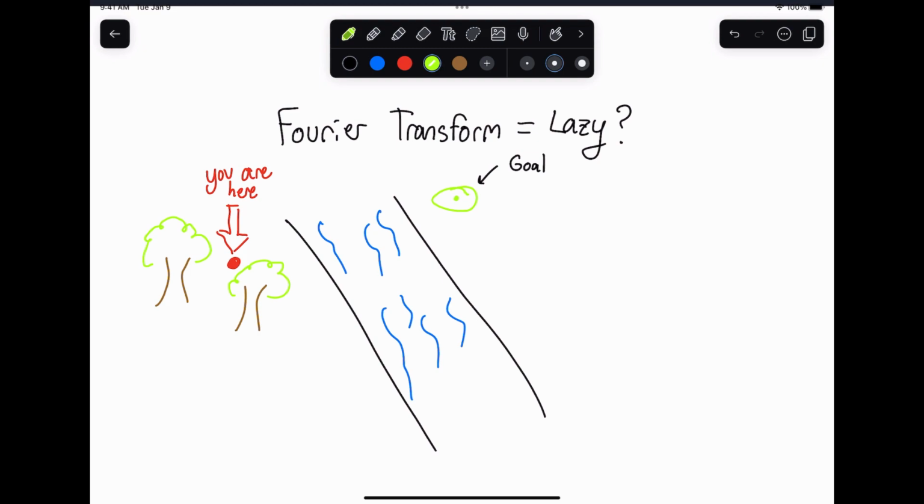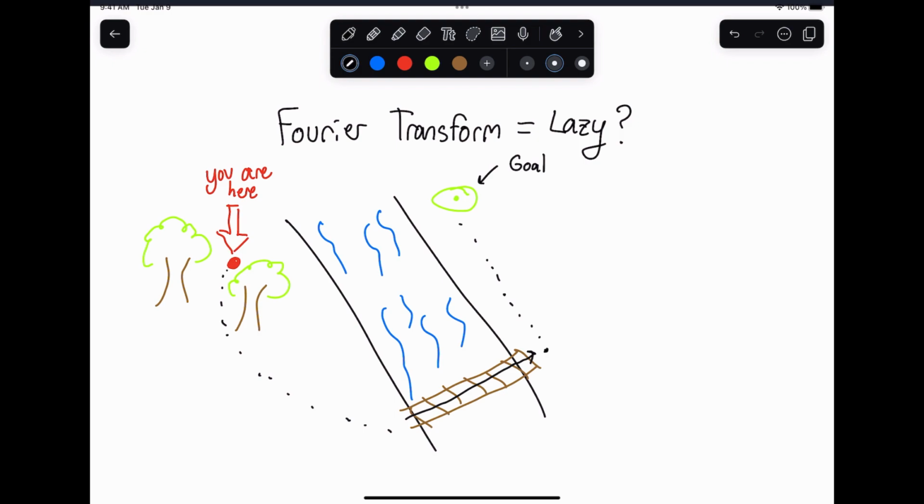That's a solution. That could work. But what if I told you that somewhere downstream, maybe 200 feet downstream, there's already a bridge made? As a result, all you have to do is start from where you are, walk down the river to where the bridge is, walk yourself across the bridge to the other side of the river, and then walk yourself back up the river to the place you want to go.